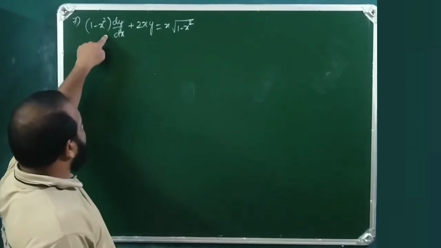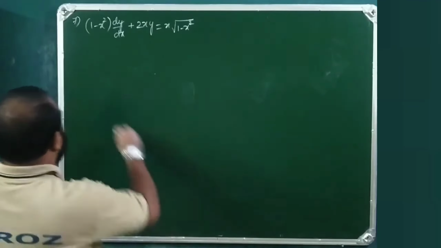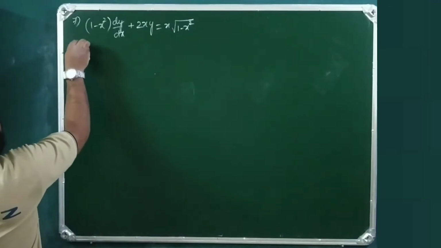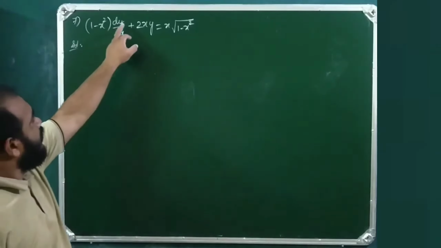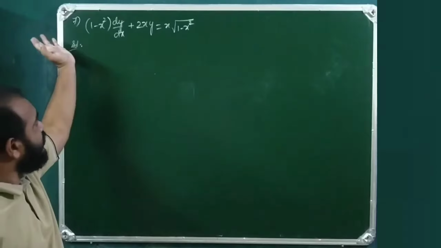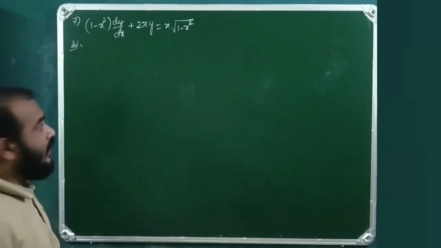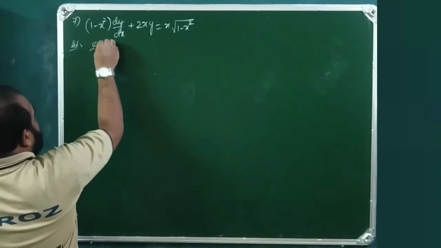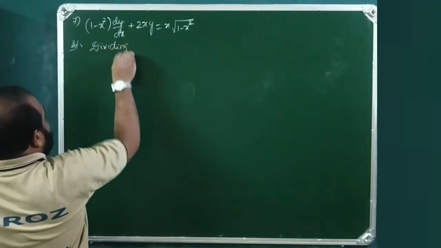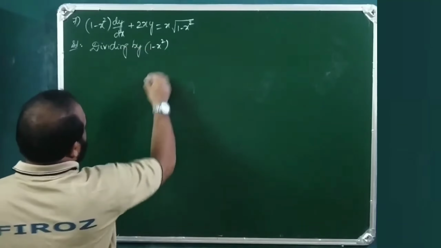1 minus x square times dy by dx plus 2xy equals x into root of 1 minus x square. We know what to do in the first step. The coefficient of dy by dx is 1 minus x square. Let us divide the entire equation by 1 minus x square throughout the equation.